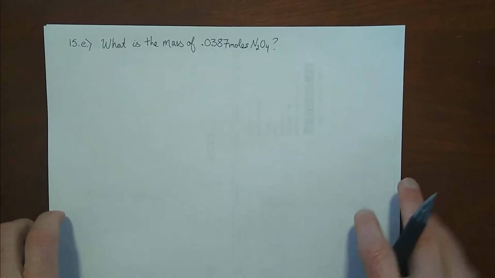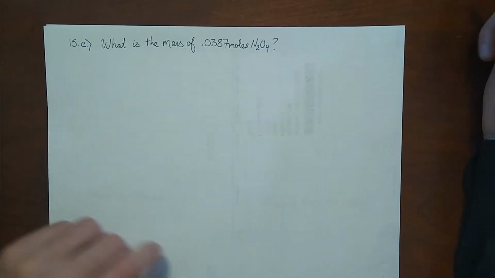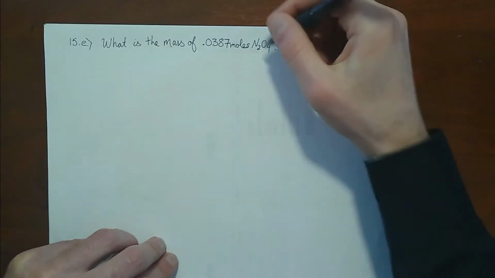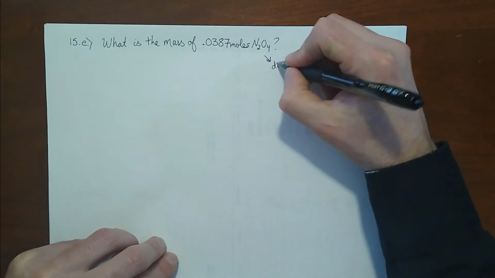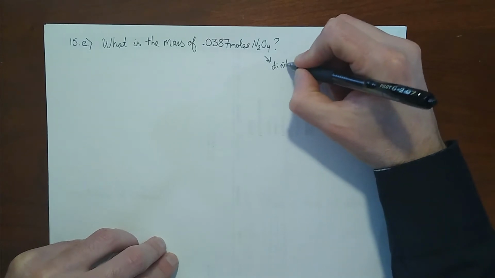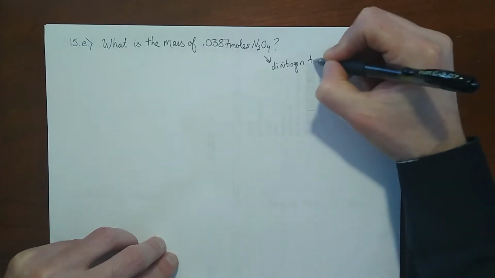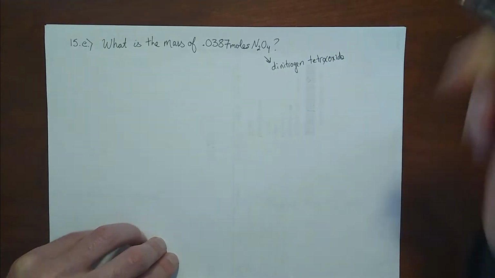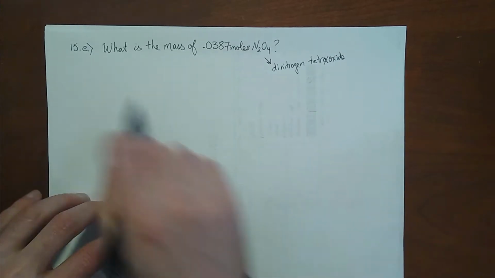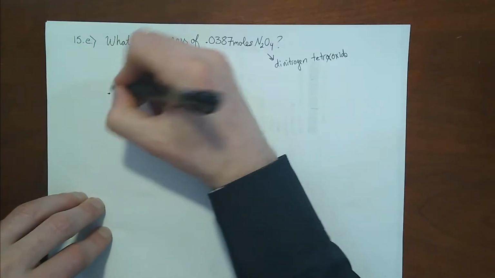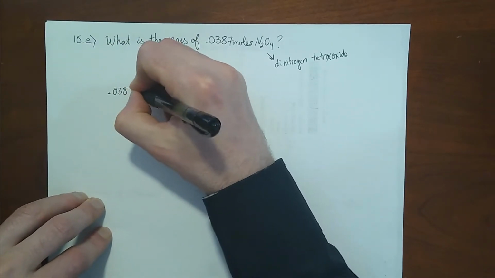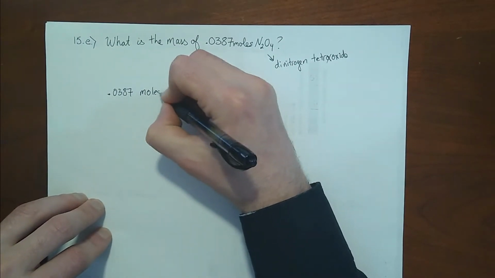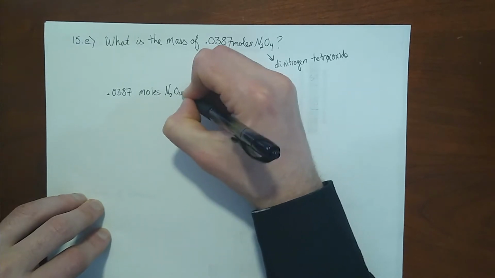So the last problem was an example of converting from grams to moles. In this case, we are given a number of moles of some compound, dinitrogen tetroxide, just to give us a little bit of practice with our naming. So again, we are given information, we write it down to start: 0.0387 moles of N2O4.